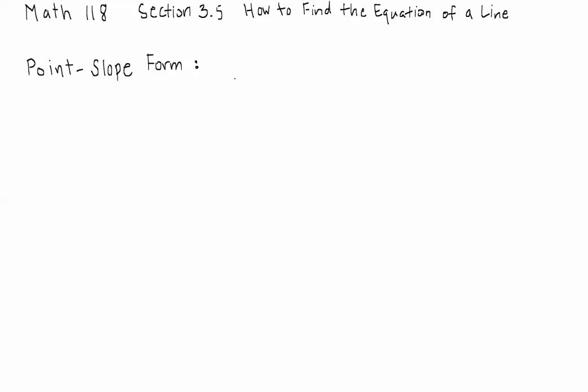This is Math 118, Section 3.5, Chapter 3, Section 5. We're going to talk about how to find the equation of a line. The formula that's used for this is called the point-slope form. y minus y1 equals m times x minus x1.